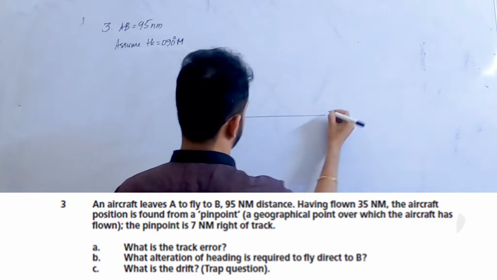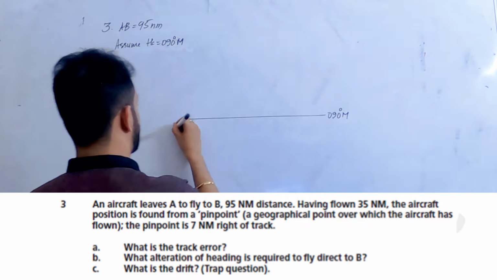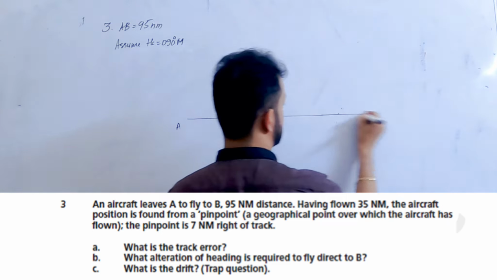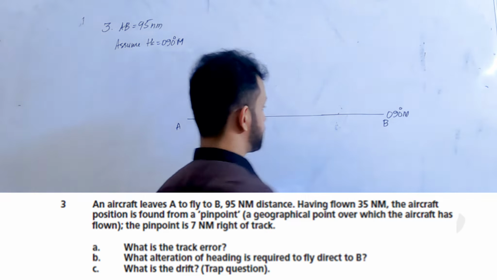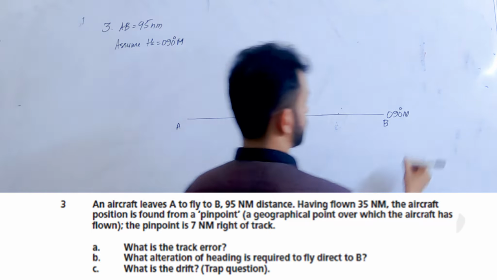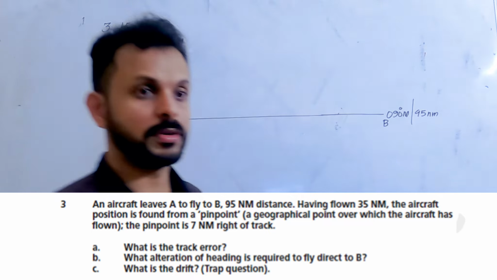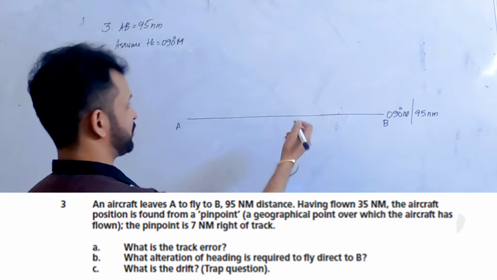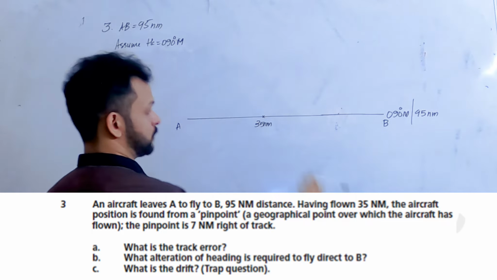So we have a 90 degrees magnetic track here from A to B, right? Let me just draw a bit more. The total distance between them is 95 nautical miles. That's it, 95 nautical miles of distance from A to B. Having flown how much? 35 nautical miles. That is about 1/3 of that. Yeah. What happened? 35 nautical miles.